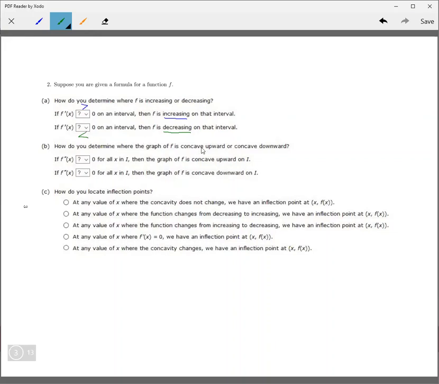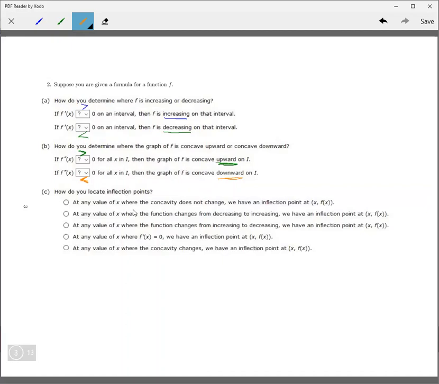And how do you determine if it's concave upward or downward? Upward means that the second derivative is positive, or greater than 0. Downward means that the second derivative is negative. Okay, how do you locate inflection points?